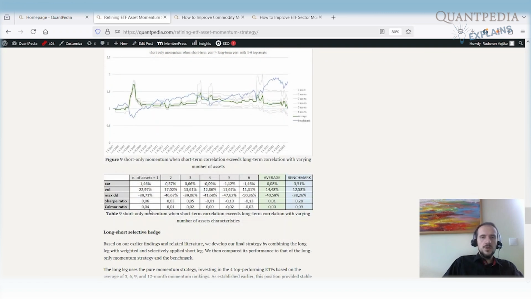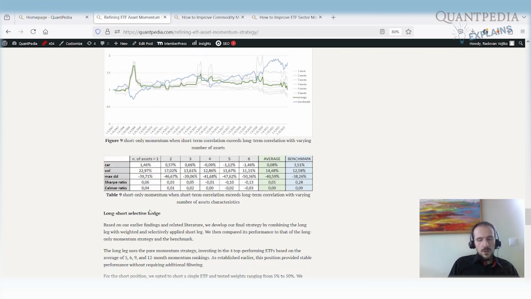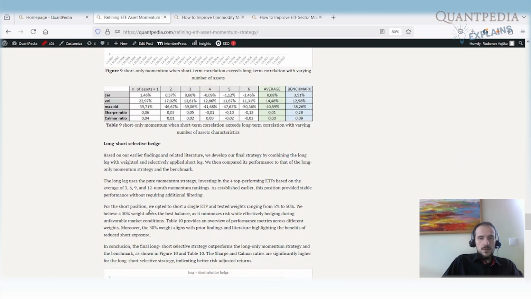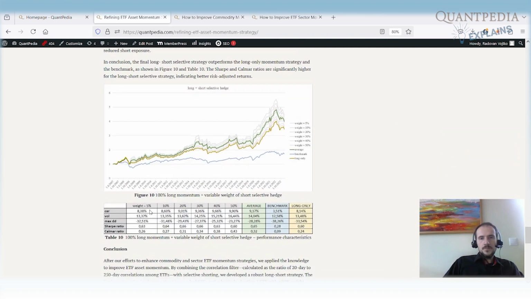What is the final version? So the final version is, let's go long on a monthly basis. Let's select the 4 ETFs with the best performance on a 3, 6, 9 and 12 month period. Let's go long these ETFs, and let's short one ETF that has the worst performance on 3, 6, 9 and 12 month period. Now the question is, what should be the weight of that short leg? 100%, 70%, 30%, 20%. Once again, here we have a robustness test.